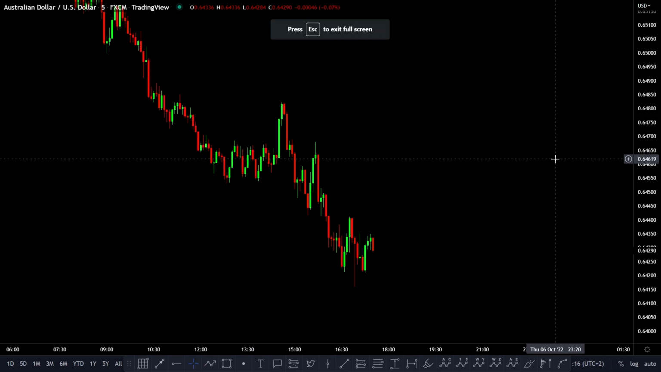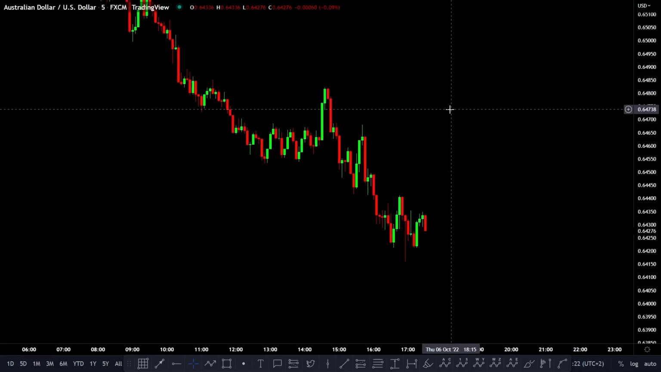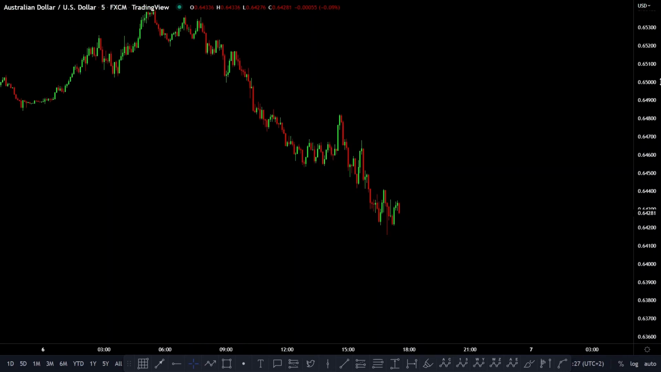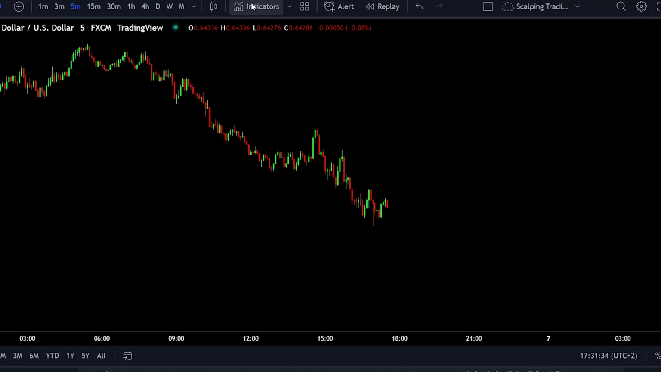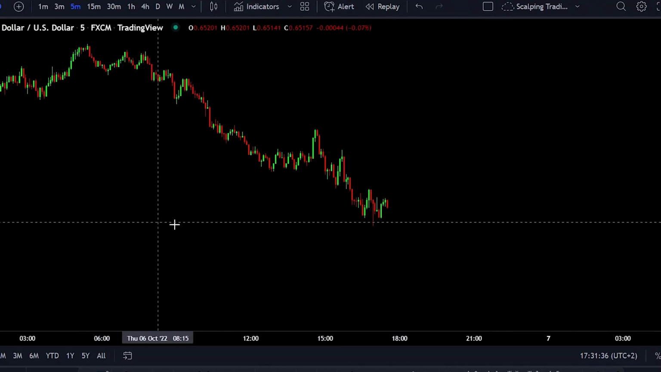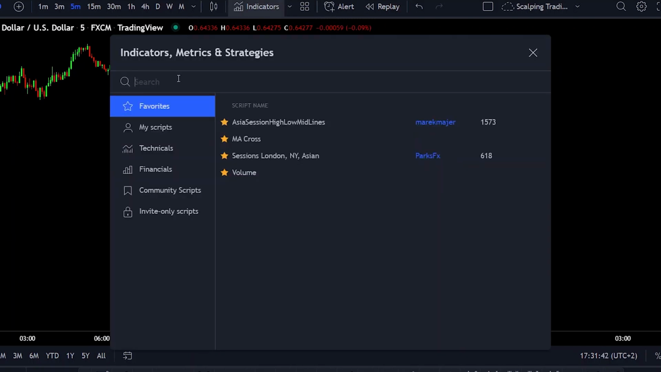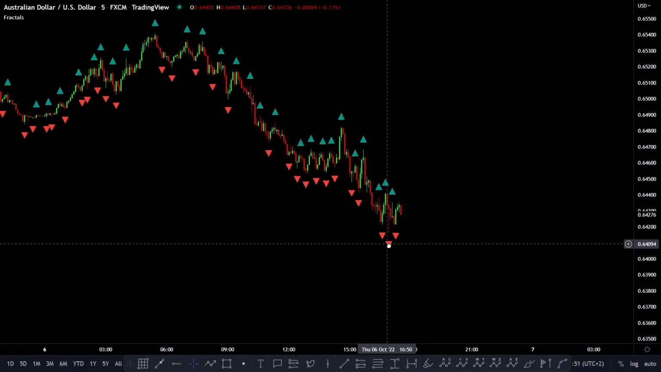What you're going to need for this insane 99% win rate strategy is a plain chart, and then go to your indicators tab. I'm going to show you how to have them set up on your chart. Click the indicator, then type in fractal. This is the Bill Williams fractal. You just click it and it's going to pop up on your screen like this.